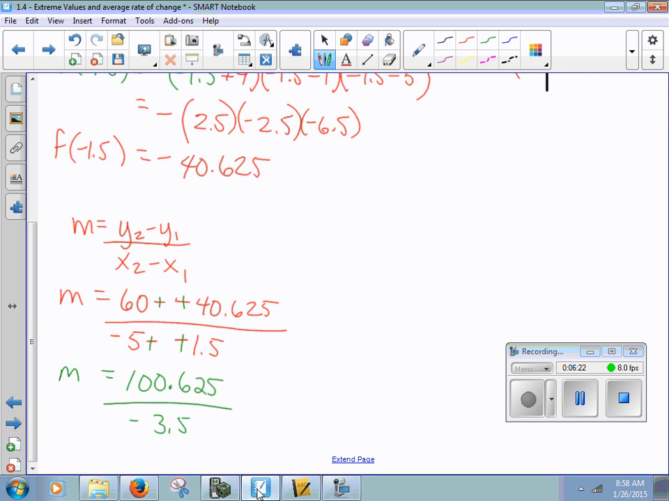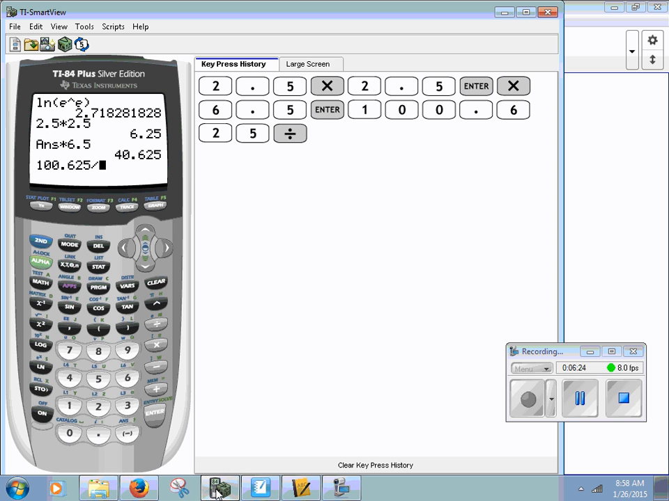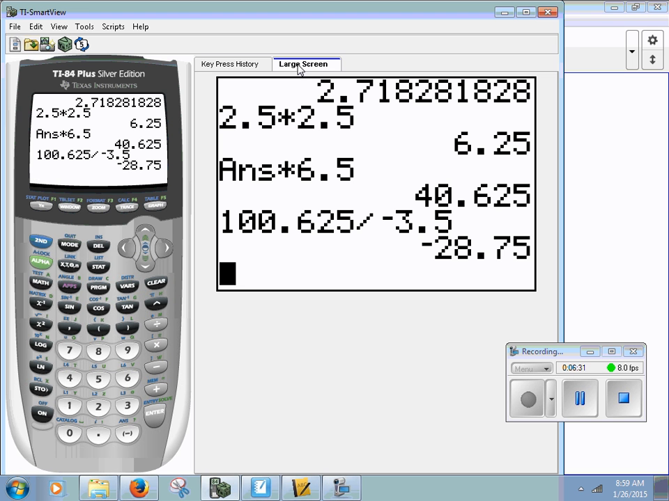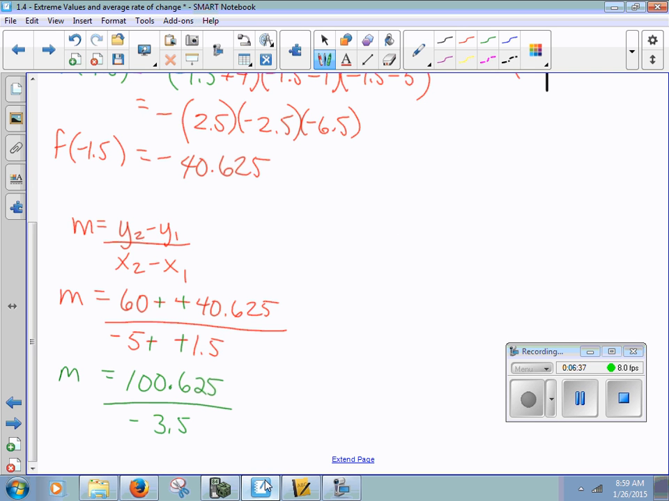divided by, what was it? Negative 3.5. You get negative 28.75. Negative 28.75. That's the slope of that line.